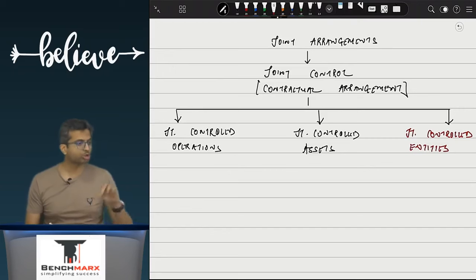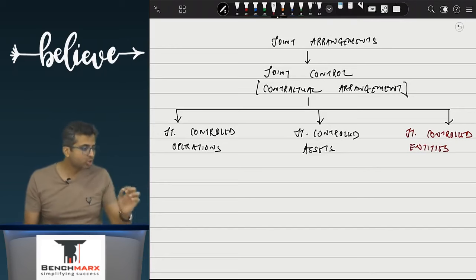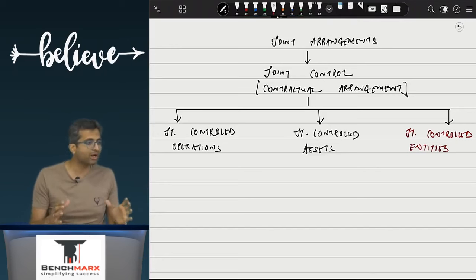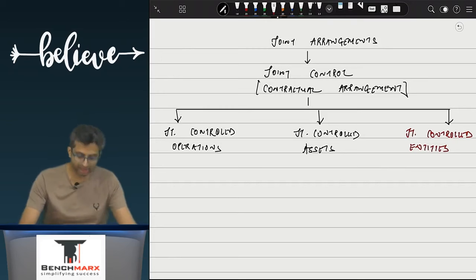So what do you mean by jointly controlled operations? Loosely speaking, and this can probably come as an MCQ as well, this means two parties are coming together, but they are not contributing any new assets. They are working with their own assets only. They are not owning any assets jointly. There is no separate entity in the middle.